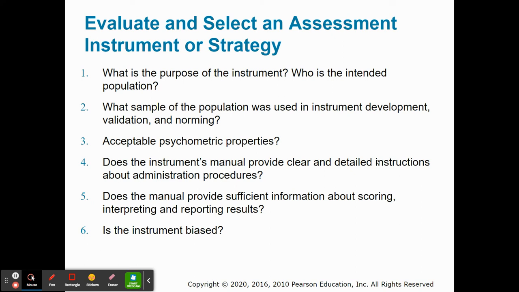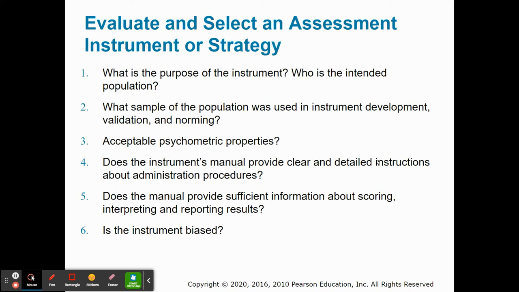We want to know what the purpose of an instrument is and who the intended population is before we select it for use. What was the sample population that was used in developing the instrument? What are the psychometric properties? Is it valid? What are the norms for it? We also want to know, how clear is the manual? Is it going to give us detailed instructions about how to administer it?